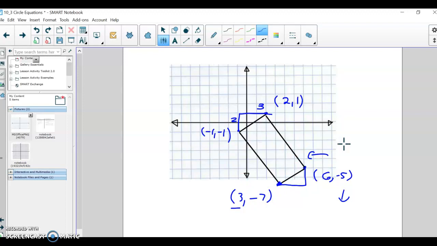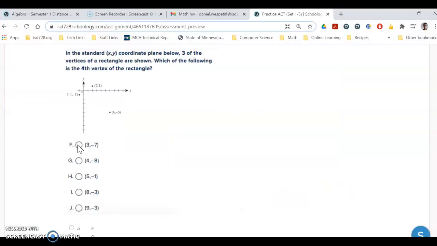Okay, so that's a hard question, but I think if you draw it visually, it's actually not that bad. So the right answer there is 3 and negative 7. And I can't click on it, but it's that one right there, 3, negative 7.